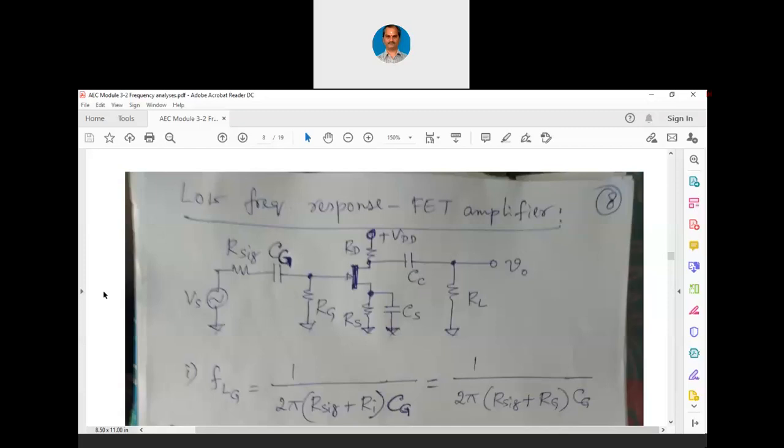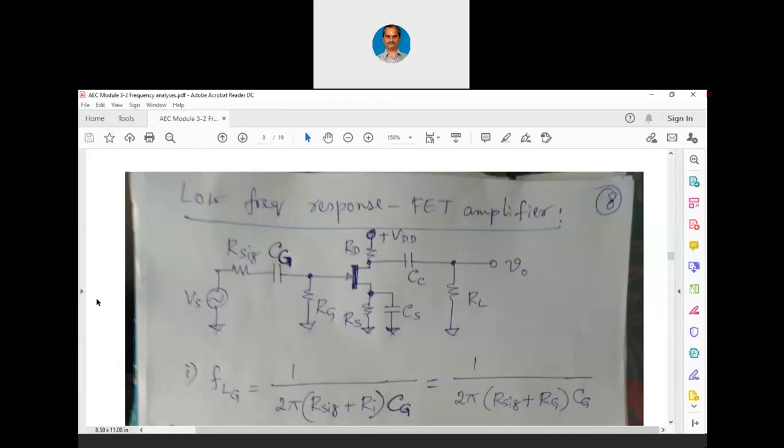So let us write the expression for FLG considering the input capacitance, that is 1 over 2 pi into (Rsig plus Ri) into CG. Rsig is the source resistance and Ri is the input resistance. Now the input resistance is basically RG itself. This we had discussed when we had discussed the DC analysis of FET circuits.